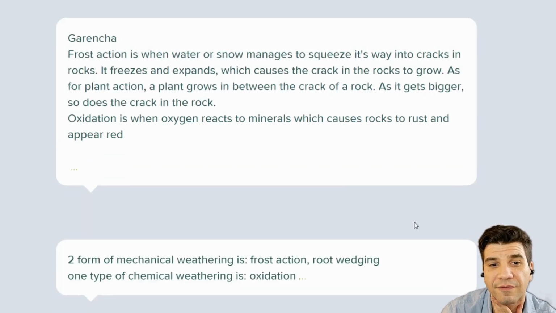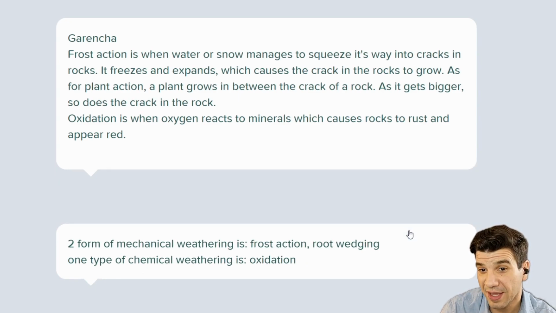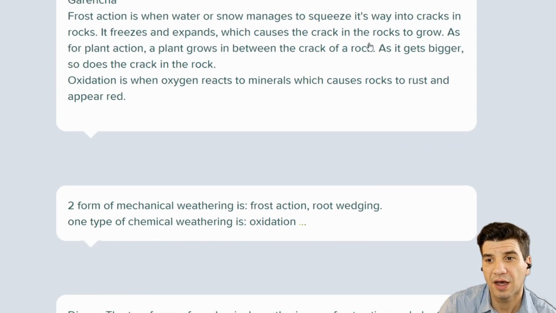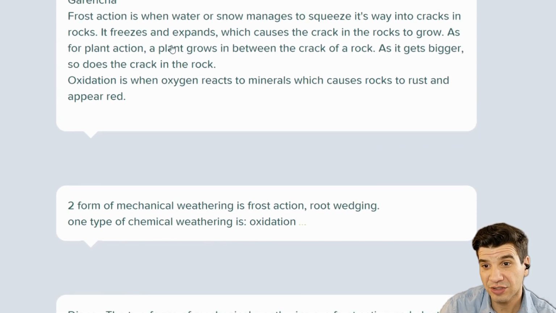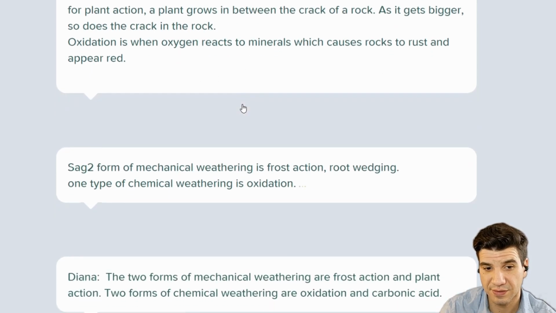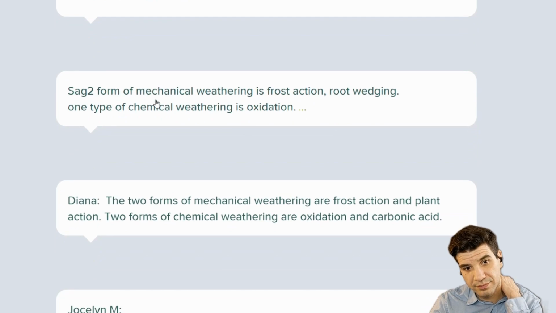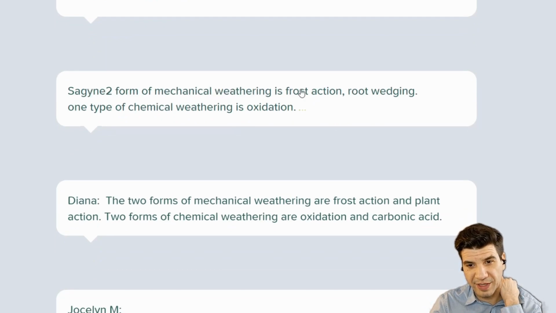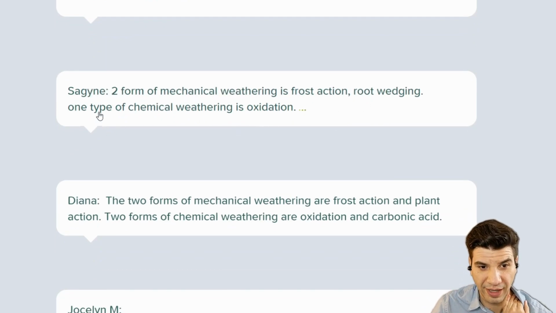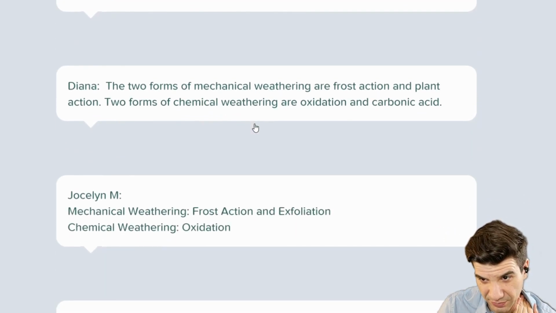So Grinch said, frost action is when water or snow manages to squeeze its way into cracks in rocks. It freezes, it expands, which causes the crack in the rock to grow. Beautiful. We've got plant action, same thing. Roots crack open rocks, and oxidation is when oxygen reacts with minerals, causing them to rust. Two forms of mechanical weathering: frost action, root action, oxidation. Pick the same ones.